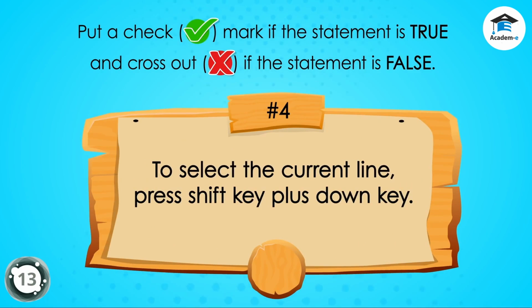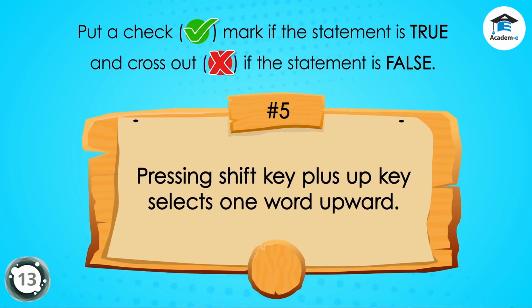Number 4. To select the current line, press Shift key plus down key. This statement is correct. Number 5. Pressing Shift key plus up key selects 1 word upward. Pressing Shift key plus up key selects 1 line upward.